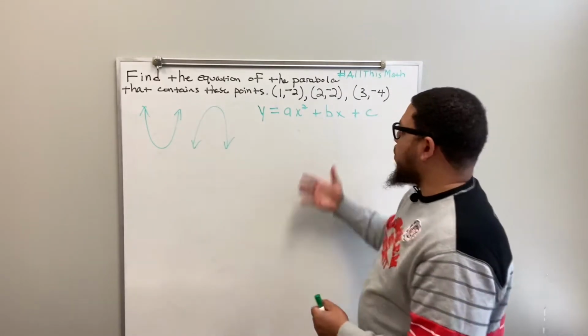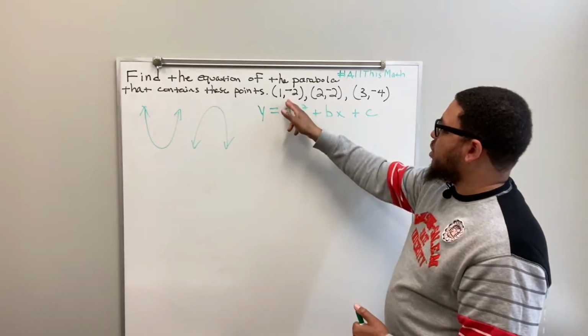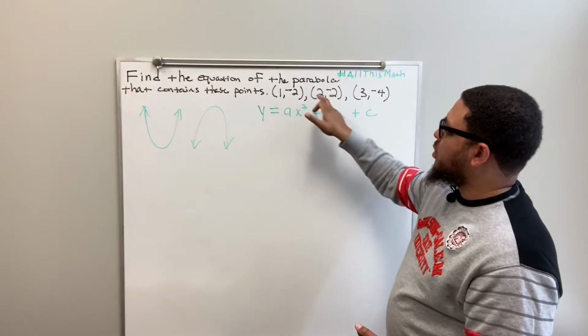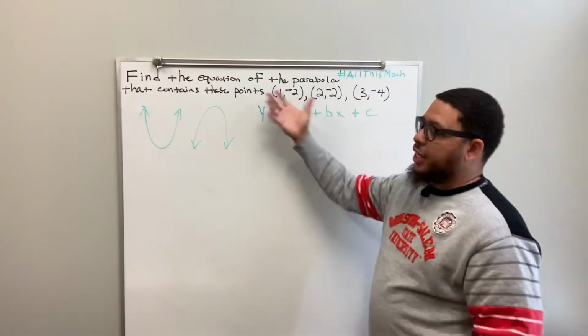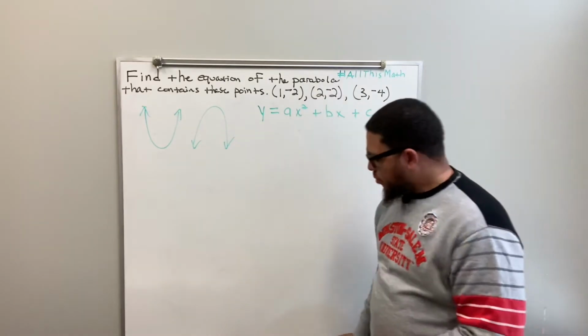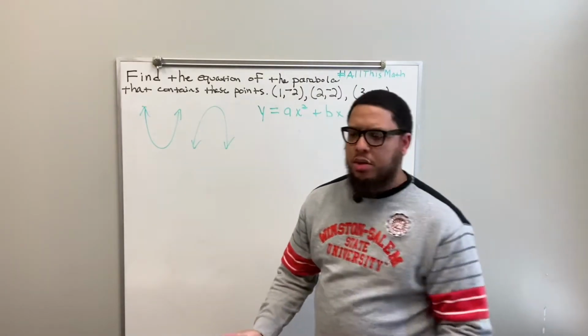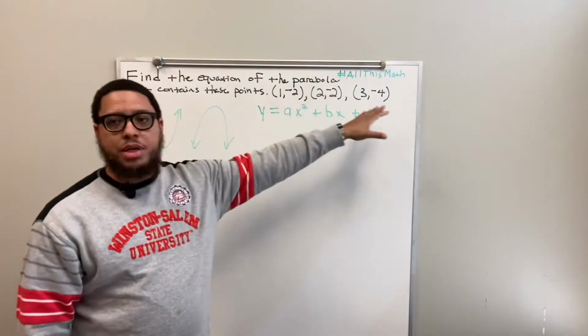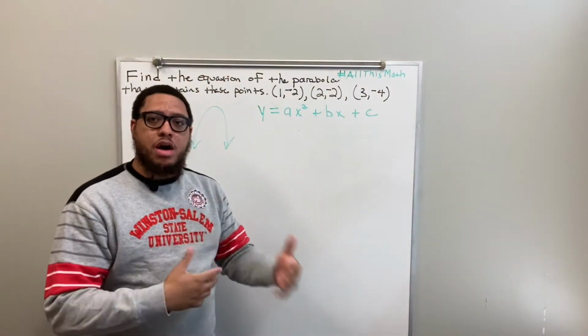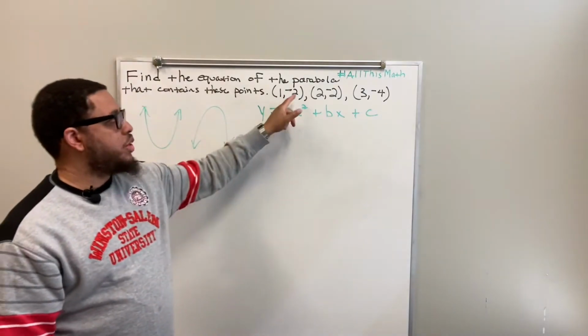But now today what we have is we have 3 points. (1, -2), (2, -2), and (3, -4). So they give us these 3 points, right? And from these 3 points, we got to figure out, all right, what's the equation that these 3 points would be on? What's the equation of a parabola that these 3 points would be on?